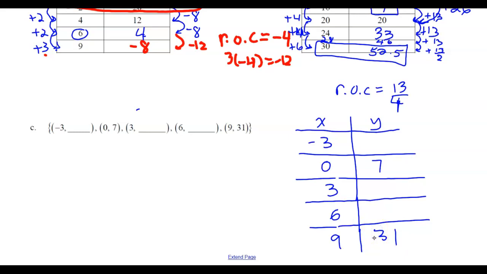Okay, so what's happening here? We are increasing by 3 each row. This is an easy one.